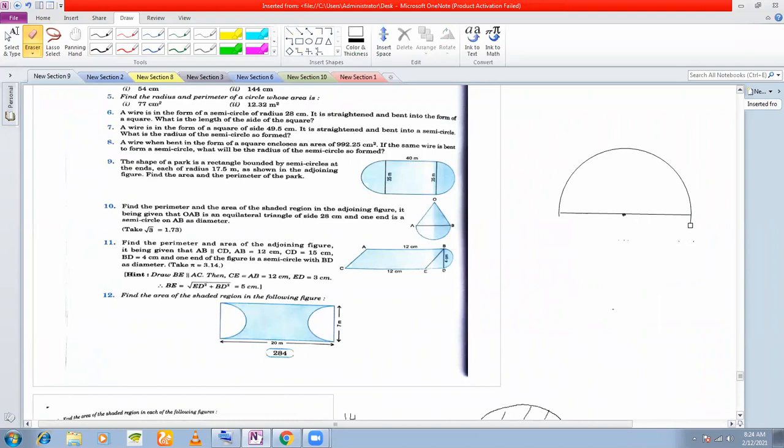If I take this semicircle, suppose this is the center and I call this AB. And what is the radius? This length is my radius. OB is also a radius. And this entire length AB is called the diameter, right?